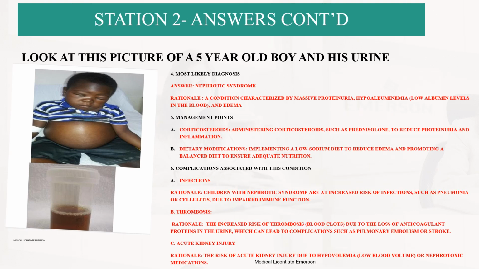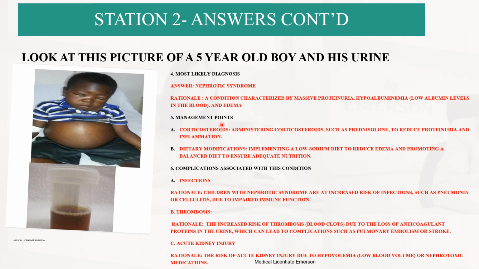Okay. Then question 4, the answers are the most likely diagnosis. The answer is nephrotic syndrome. Why are we picking nephrotic syndrome? Because actually we are following a triad. This condition is characterized by massive proteinuria, which of course I'm sure you have seen as the frothy urine here. And apart from massive proteinuria, we have hypoalbuminemia, which is low albumin levels in the blood, and of course you have edema. Okay, that's the answer. So the most likely diagnosis is just nephrotic syndrome, but we are putting the rationale so that at least we explain to people why the answers are that way.